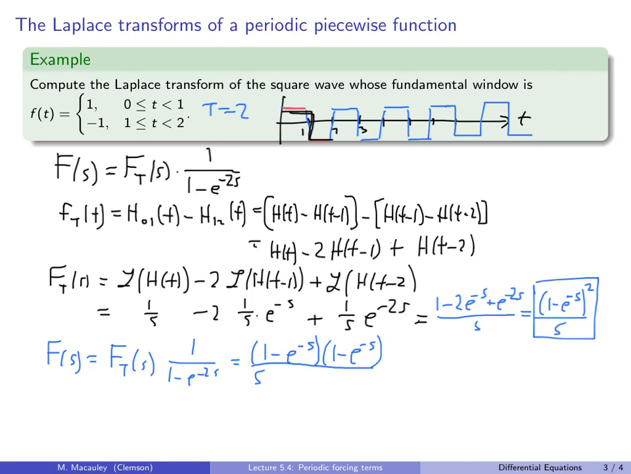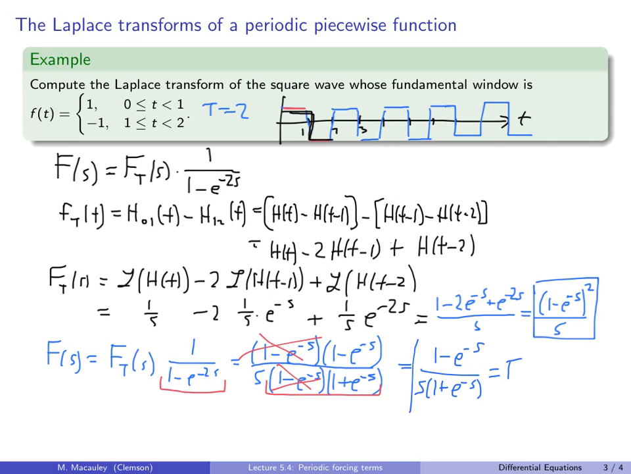This thing is a difference of squares, so I can write this as 1 minus e to the minus s times 1 plus e to the minus s. Do you agree that this thing here is just the same thing as that thing there? Okay, so now that's going to cancel with that, and we can simplify this as 1 minus e to the minus s over s times 1 plus e to the minus s. And that is our Laplace transform of this square wave.